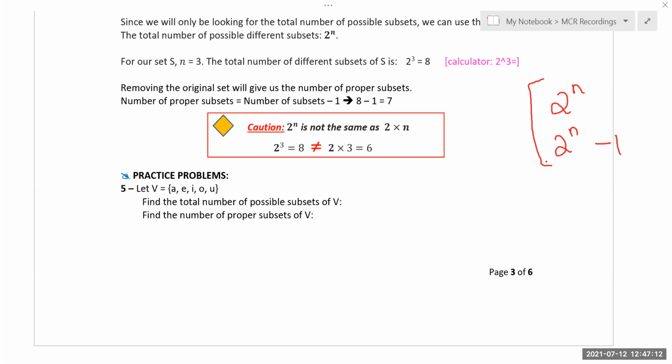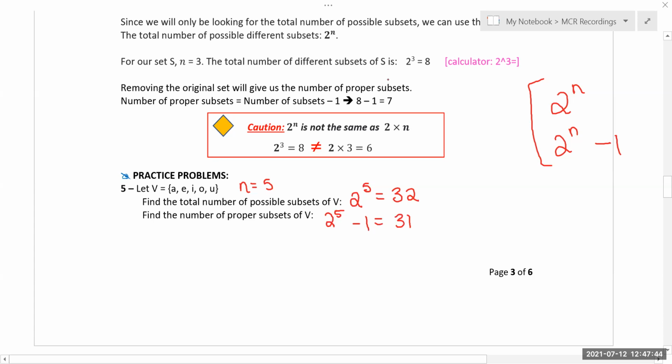So let's go back to our V, which was A, E, I, O, U. And can you figure out the number of subsets and the number of proper subsets there? So to do this, V has 1, 2, 3, 4, 5 elements in it. So the number of total subsets is 2 to the 5, which is 32. And the number of proper is 2 to the 5, then minus 1, which is 31. So it should always be 1 less.